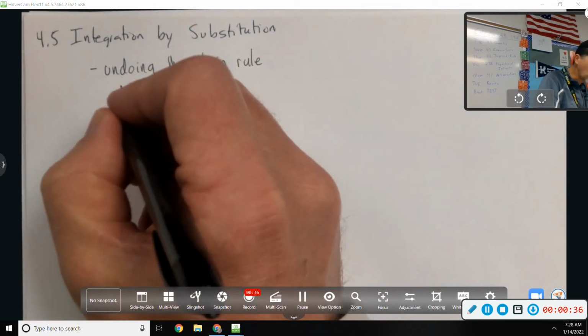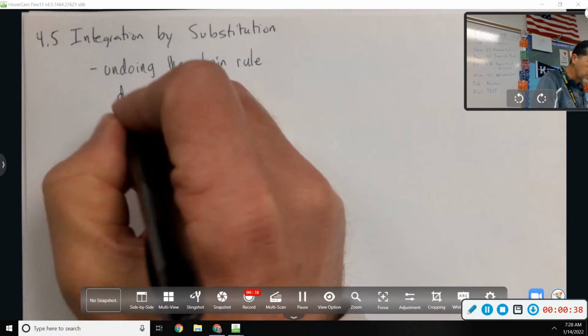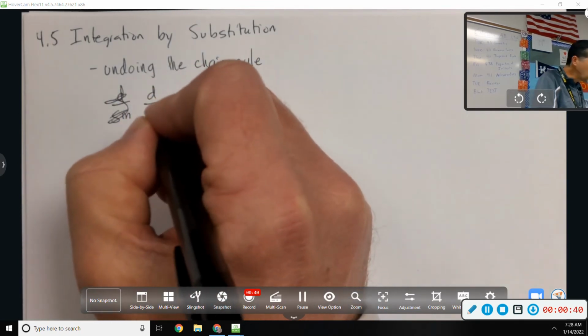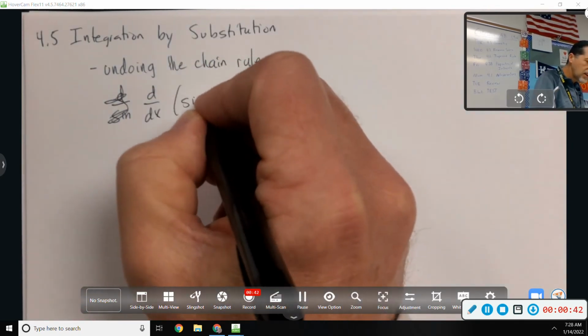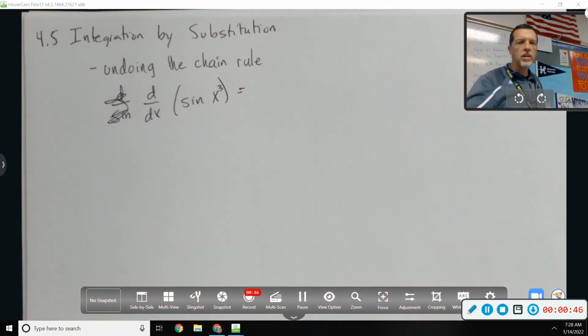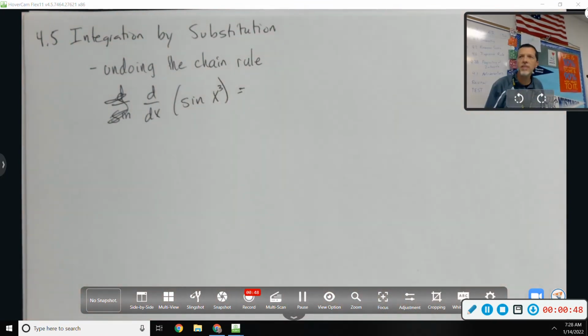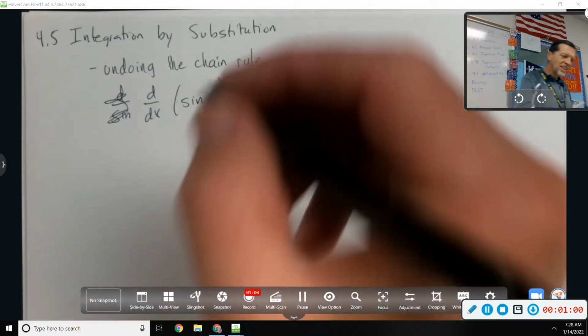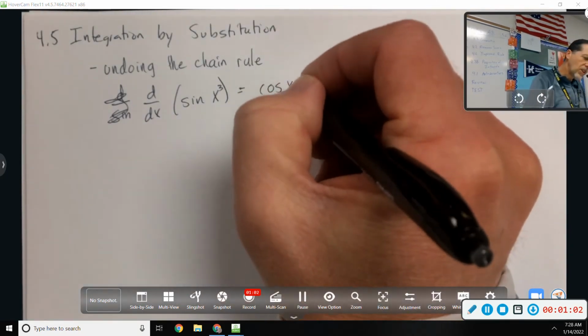Let's do a chain rule problem right here. Take the derivative of sine of x cubed. So the derivative of sine is, you can go ahead and answer that, cosine. So cosine of x cubed.